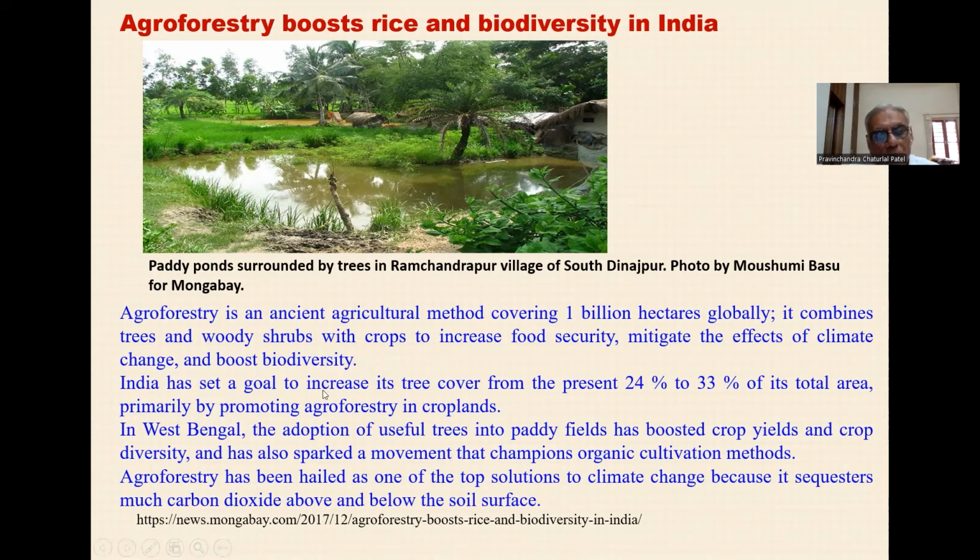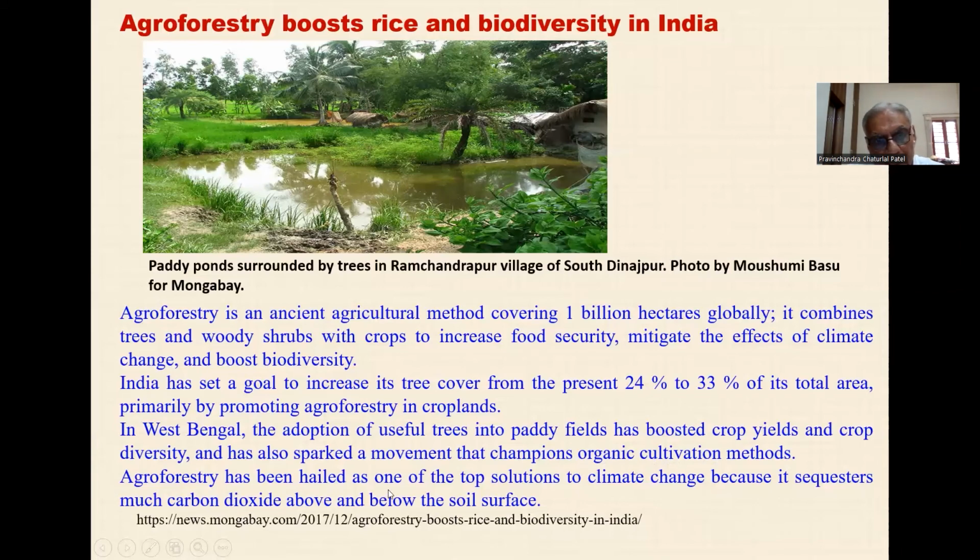So India has set a goal to increase its tree cover from the present 24 to 33% of its total area, primarily by promoting agroforestry in cropland. So the government of India is promoting agroforestry in cropland, and the main institute is NRC on Agroforestry at Indian Grassland and Fodder Research Institute, Jhansi in Uttar Pradesh. In West Bengal, the adoption of useful trees in paddy fields has boosted crop yield and crop diversity, as you can see here, and has also sparked a movement that champions organic cultivation methods. So it is organic cultivation.